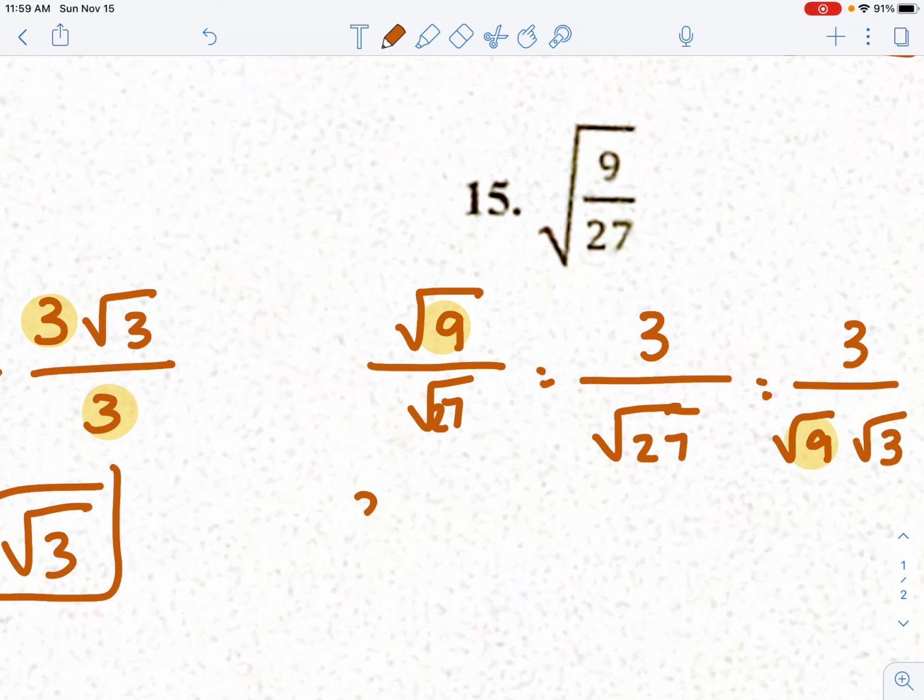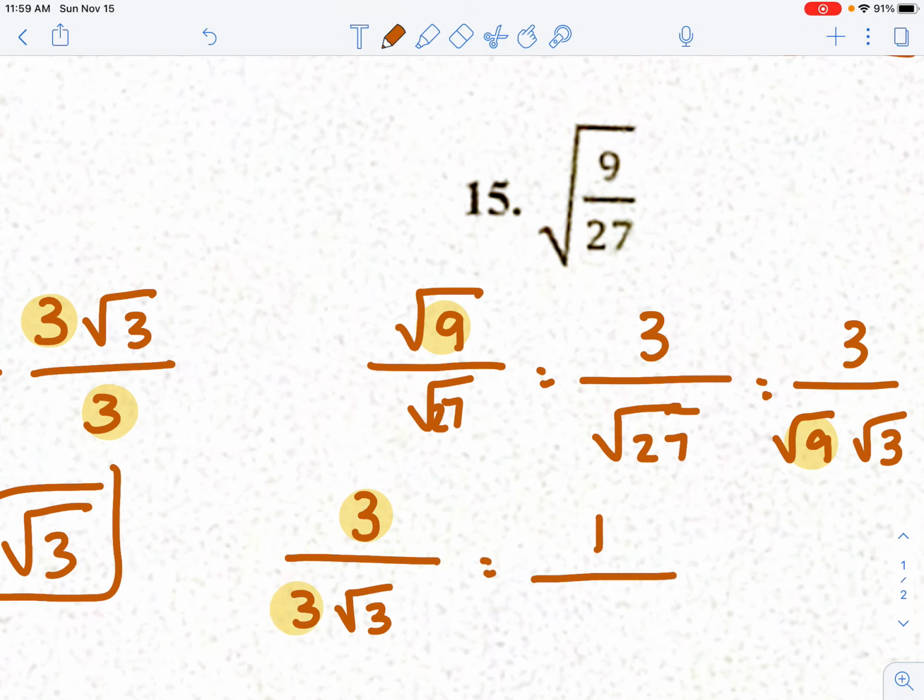I know that the square root of 9 is just 3. So I've got 3 over 3 radical 3. Look at those outside numbers. Can I do 3 divided by 3? I can. It's just 1.